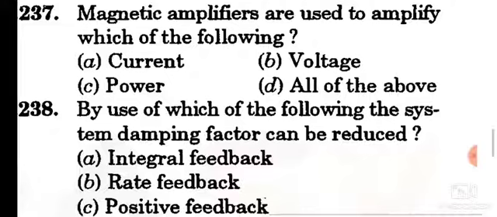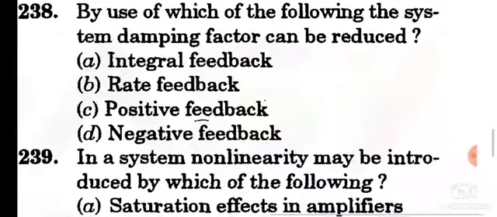Question number 237. Magnetic amplifiers are used to amplify which of the following? Option C, power. Question number 238. By use of which of the following can the system damping factor be reduced? Option B, rate feedback.